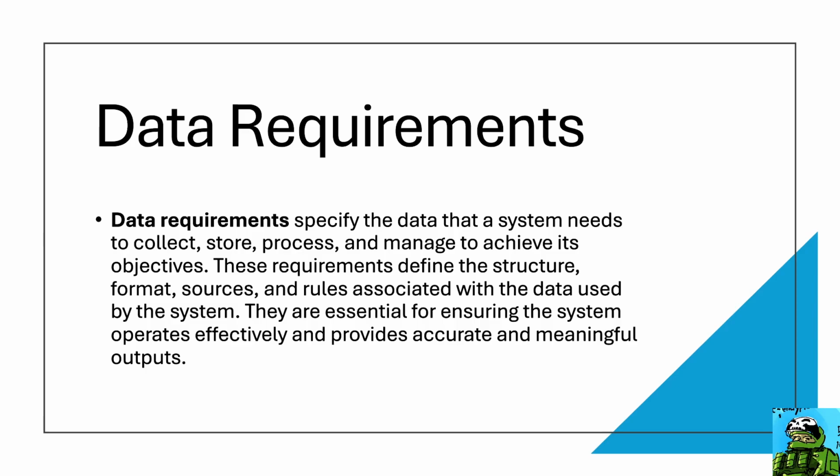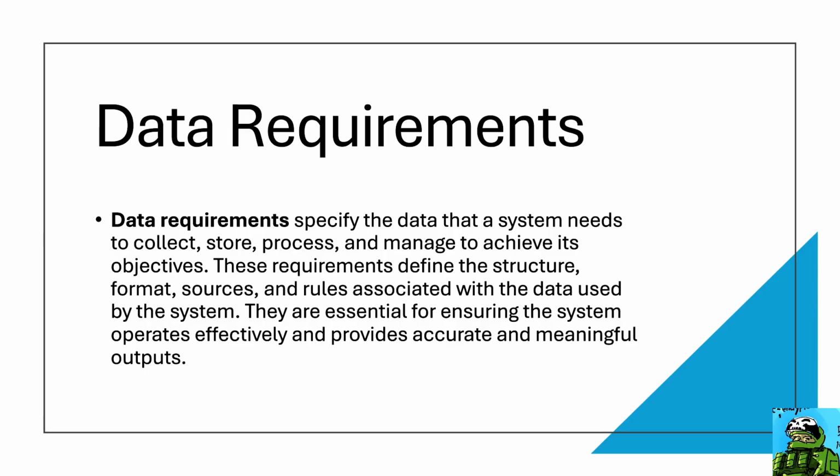Okay, so detailed includes specifics about data types, structures, relationships, and constraints. Integral to system design. Ensure proper data flow and management within the system. Example of data requirements, data collection. The system must collect user information including name, email, phone number, and address. Data must be gathered from IoT sensors every 5 minutes.